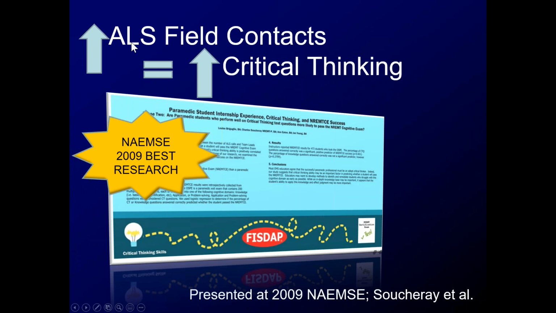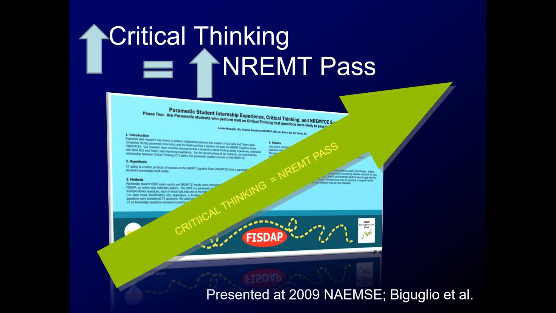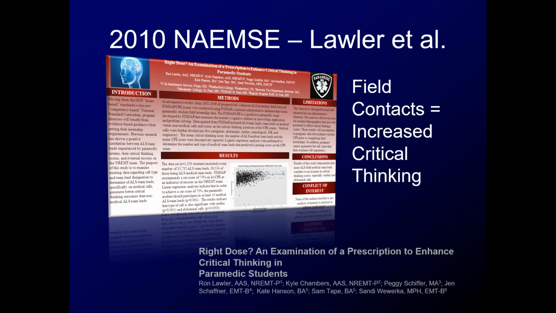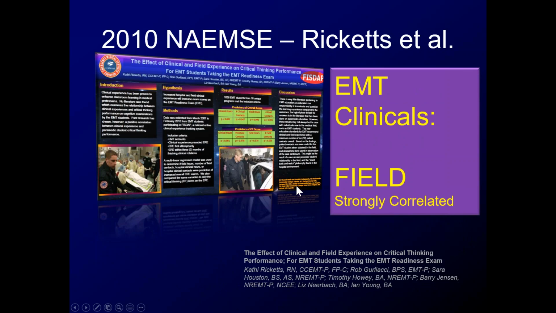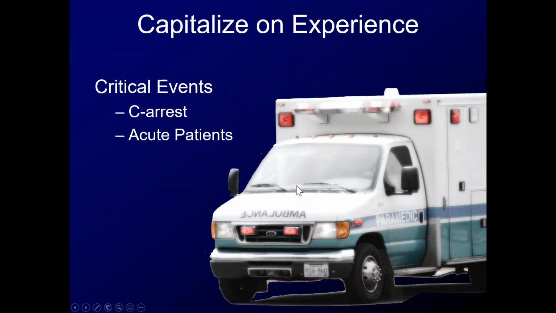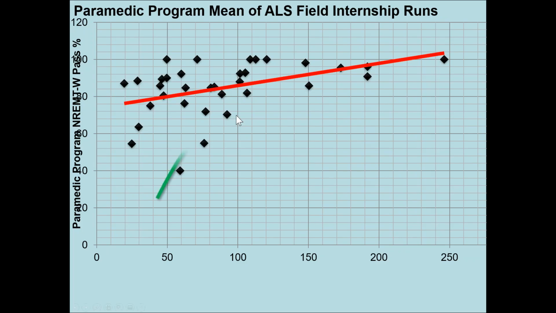But the concept of these ALS field contacts, especially emergency contacts, we learned later, and especially the 4 types of complaints: abdominal pain, chest pain, difficulty breathing, and altered mental status, all 4 of those being a very good differential diagnosis kind of complaints. The more the students see that, the better they do on the exam. So learning that, Ron Lawler led that team, and Kathy Ricketts repeated that for EMT. So we know that the more contacts they have, here's a nice graph, the more contacts they have in the field, the better they do.